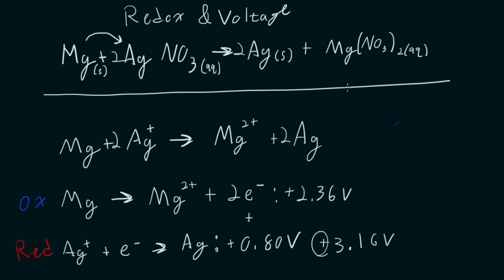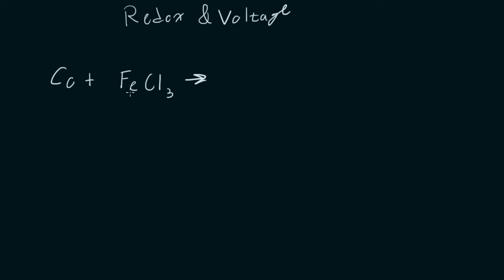Let's do another one. All right, let's look at cobalt and iron 3 chloride. Is this going to react? Well, first off, what's going to be trying to replace what? The cobalt, that's a metal. Iron, that's a metal. So the cobalt is going to be trying to replace the iron. So we can go ahead and draw out our generalized reaction here: cobalt plus FeCl3. So that means this is Fe3+. And so we're wondering, is this going to turn into Fe plus Co2+?